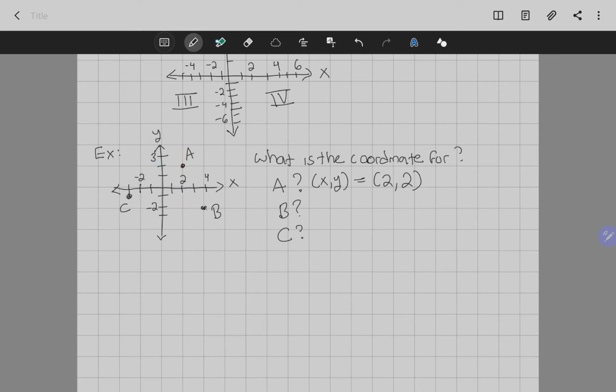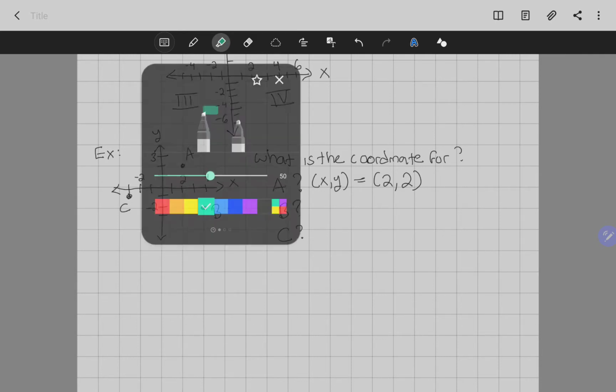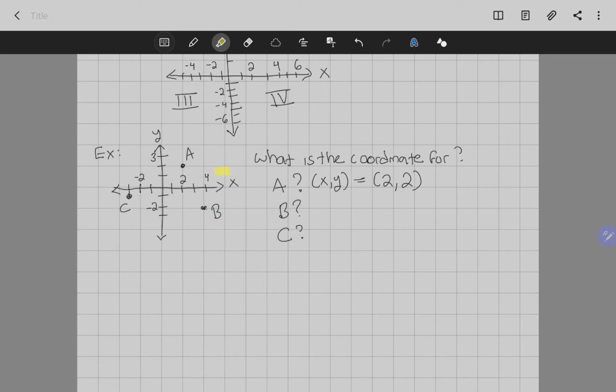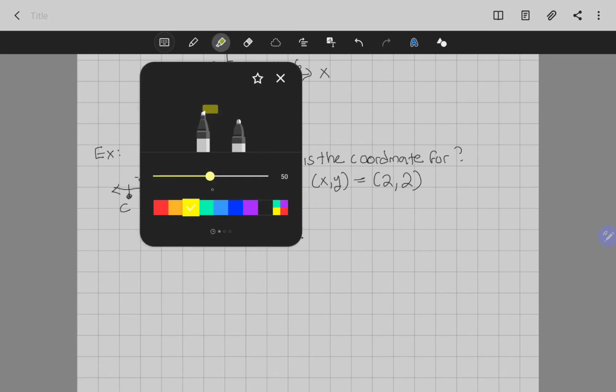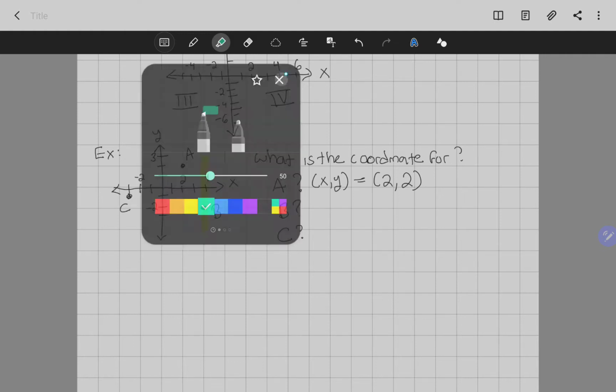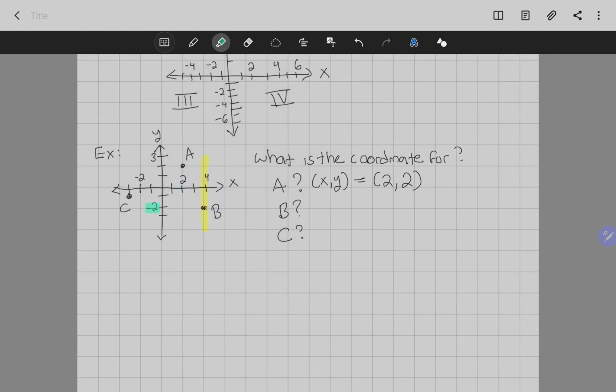When we look at B, same exact thing. We're going to look at the x first. So the x is 4, but in this case my y is negative 2. So same thing, x goes first, x is 4, my y is negative 2.